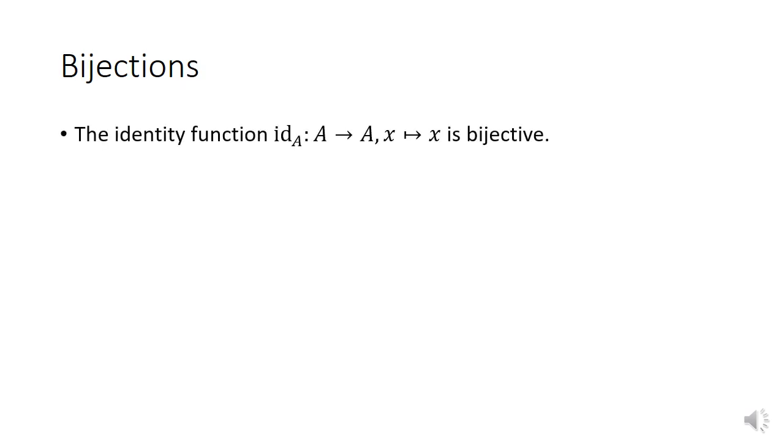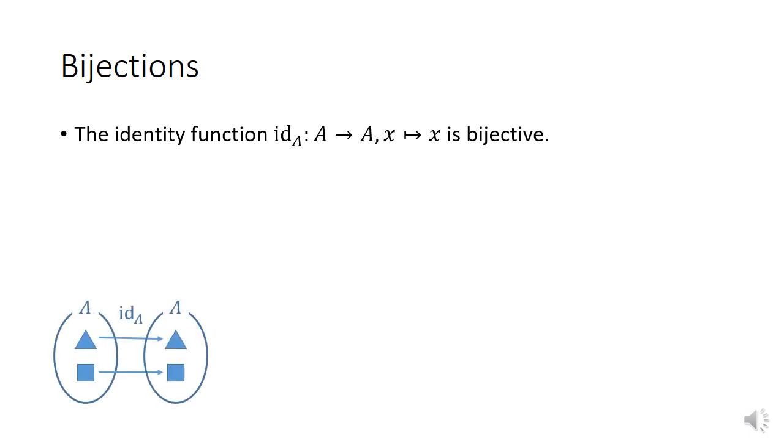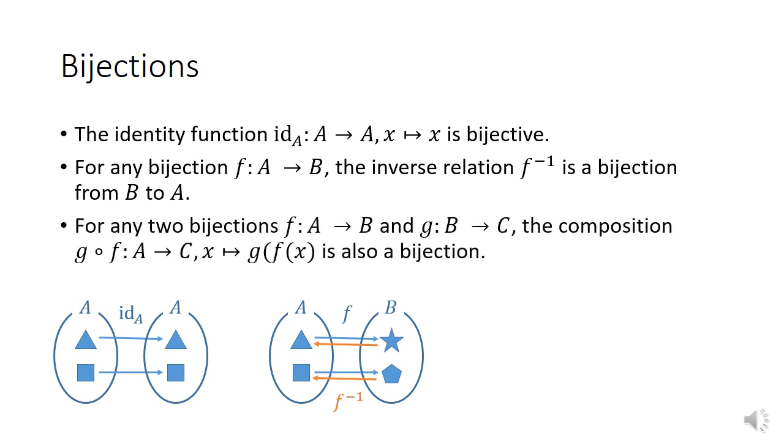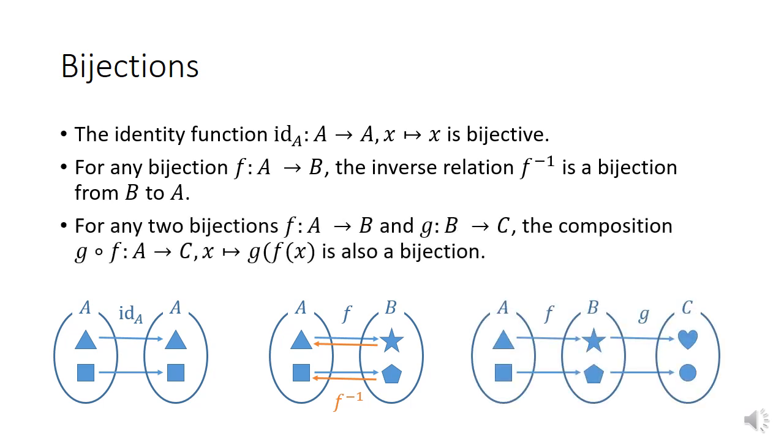The identity function from A to A, which maps each member to itself, is of course bijective. For any bijection f from A to B, the inverse relation f^-1 is a bijection from B to A. For any two bijections f from A to B and g from B to C, the composition g after f from A to C, which maps x to g of f of x, is also a bijection.